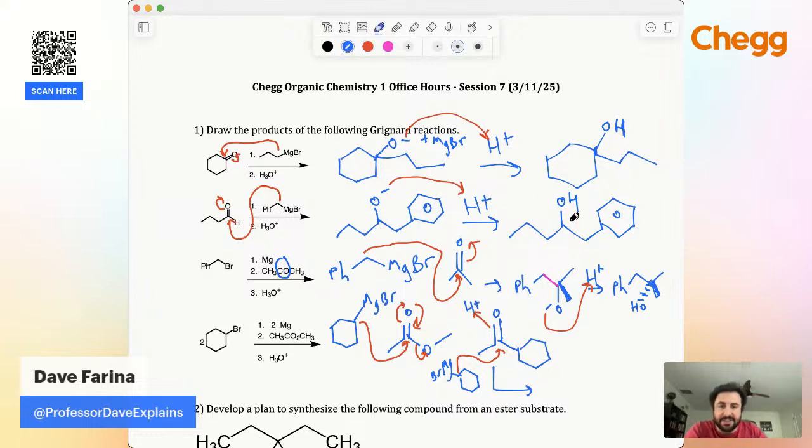As you saw in these other ones, I did show the protonation step as a discrete step. Here, we're almost out of room. So let's just do this. And we are going to have the 2 cyclohexyl fragments connected to this carbon.